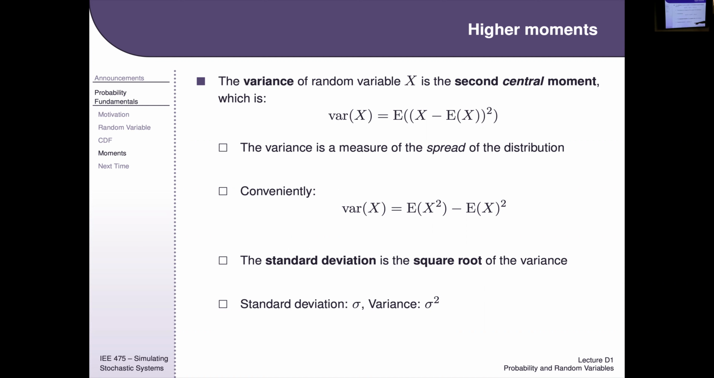If we refer to the standard deviation, it's just the square root of the variance. It ends up taking the variance and puts it in the same units as the main random variable. We'll use the notation sigma for standard deviation, and sigma squared for variance.